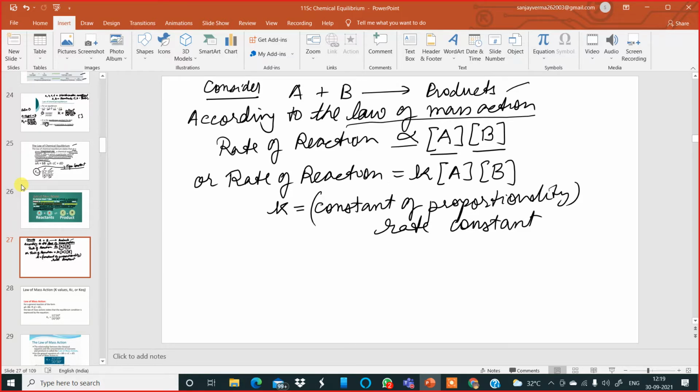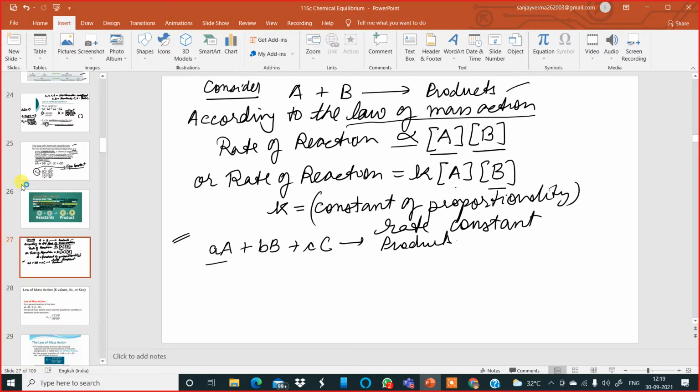Okay, that is, rate is equal to K into concentration of A into concentration of B. Now to make this idea very clear, we can take one more example over here. If I consider another case, say I take another reaction, small a capital A plus small b capital B plus small c capital C, giving products.